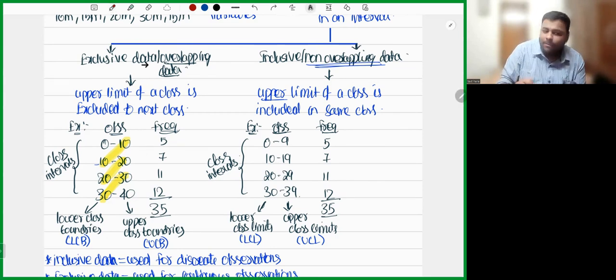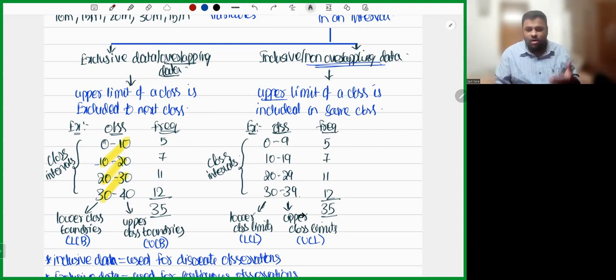Exclusive data or overlapping data means this. These are called observations. These are called frequencies, I already told you that. In this question, I have 4 observations or 4 class intervals. They're intervals, right? That's the reason you call them intervals. All the left side values are called lower class boundaries. All the right side values are called upper class boundaries. These are called lower class limits. These are called upper class limits.